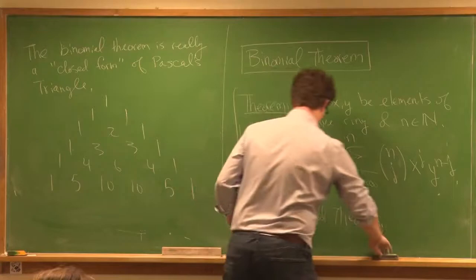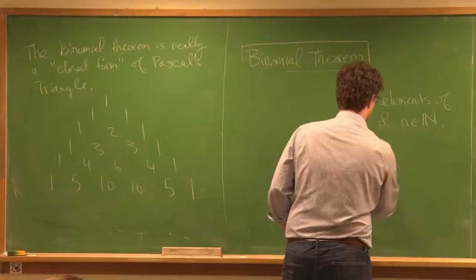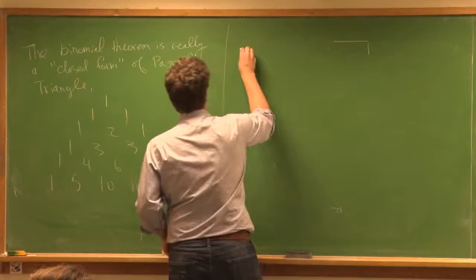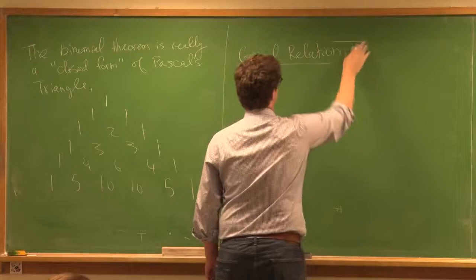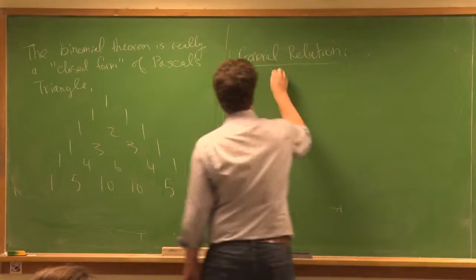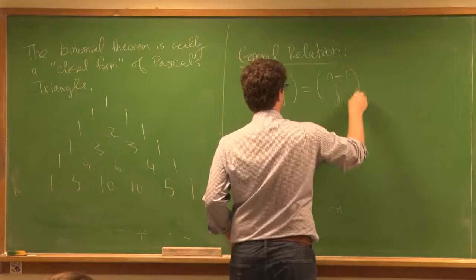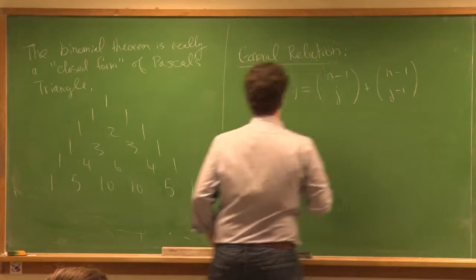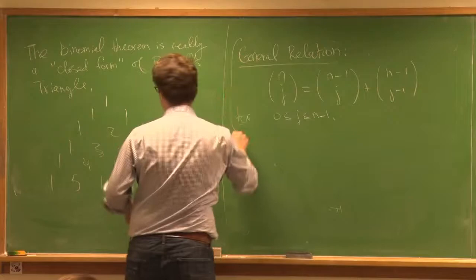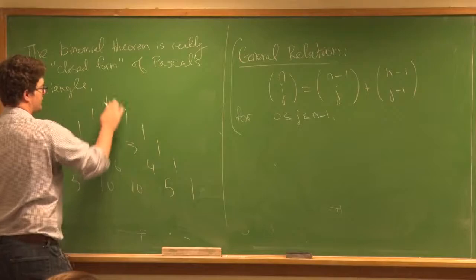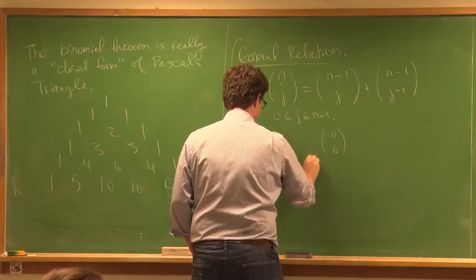So we have the general relation: n choose j is equal to n minus 1 choose j plus n minus 1 choose j minus 1. I think this is for j less than n minus 1. Okay? So that's what's doing this thing. So we start out with 0, 0 here. So I guess it's really like 0 choose 0. And then we have 1 choose 0, 2 choose 0. And then this is 1 choose 1.